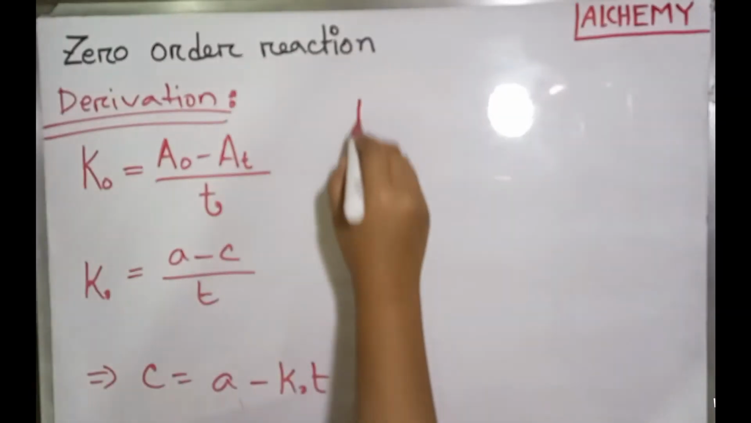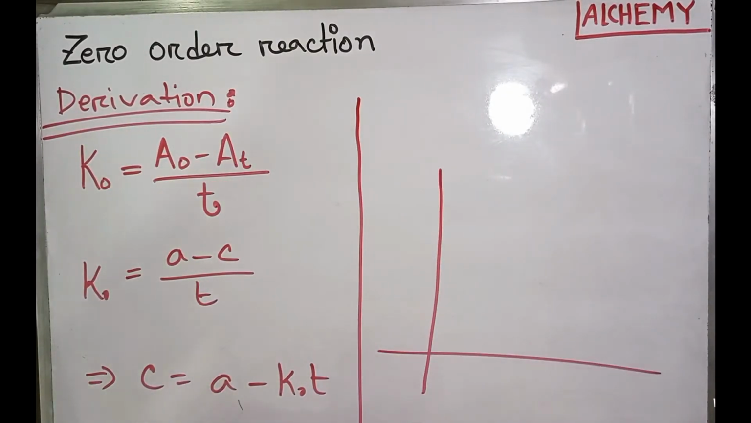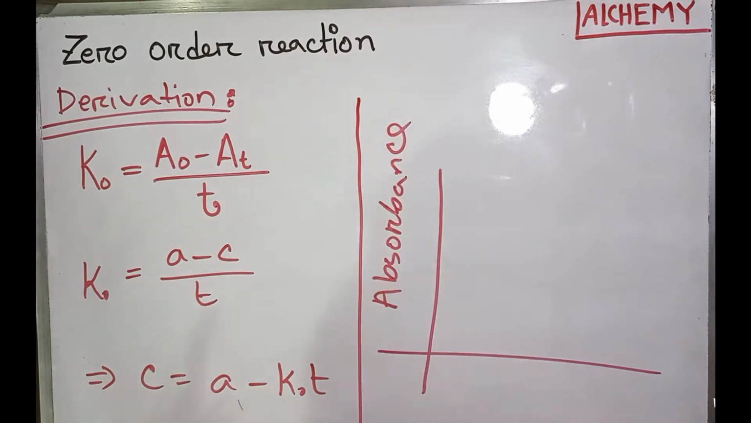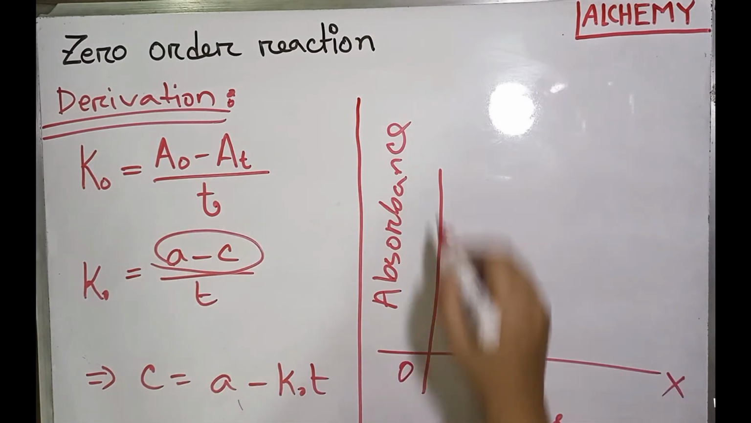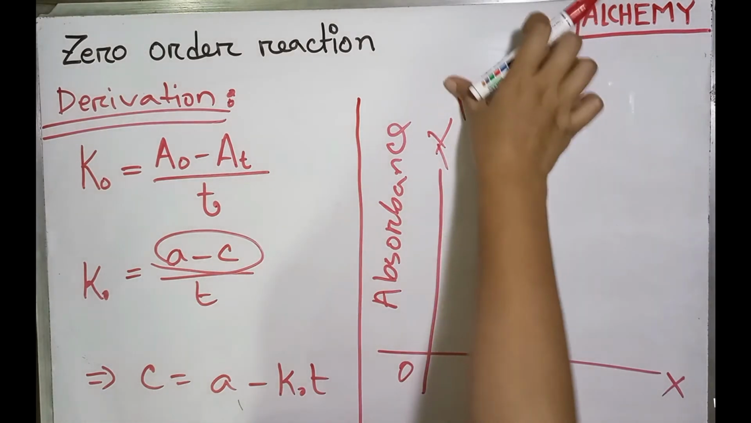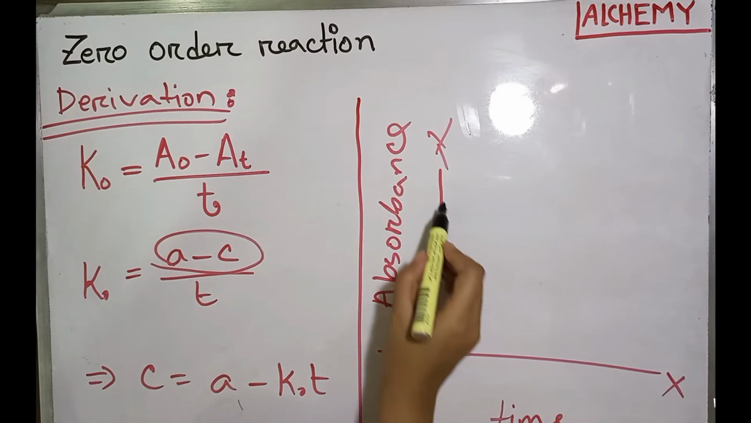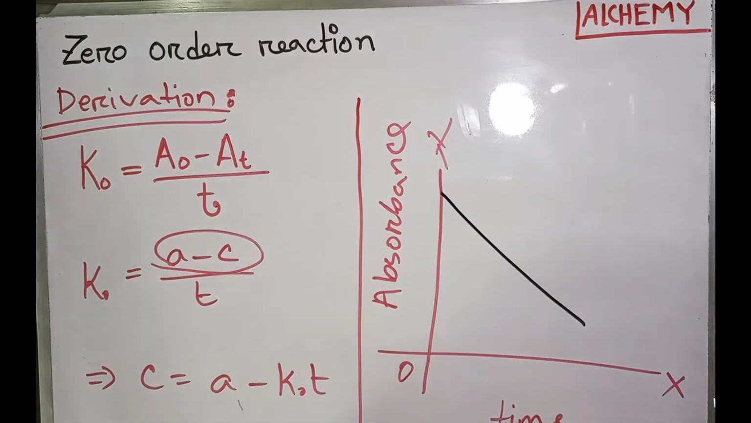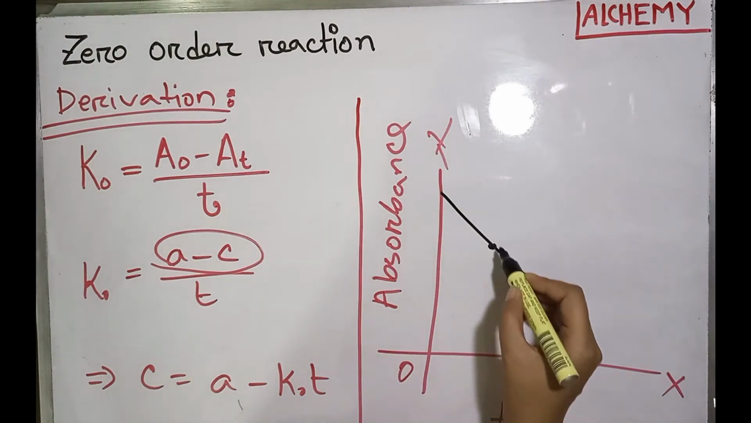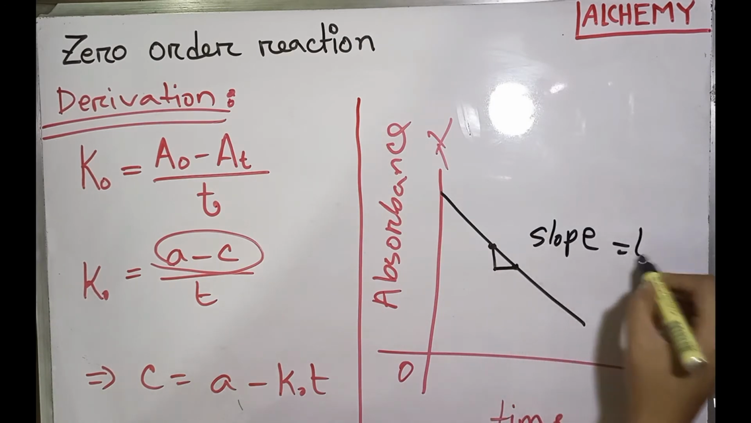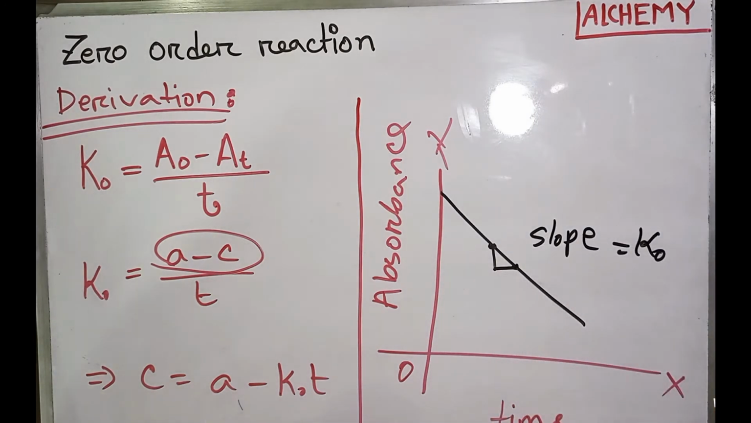In the graph, we will represent on the y-axis the absorbance, meaning A minus C, and on the x-axis we will plot time. So it will be the x-axis and that will be the y-axis. If we take the graph, then we will see that it will be a straight line like this. Why will it be a straight line? If we find the slope from this, we will see that the slope will be k naught.